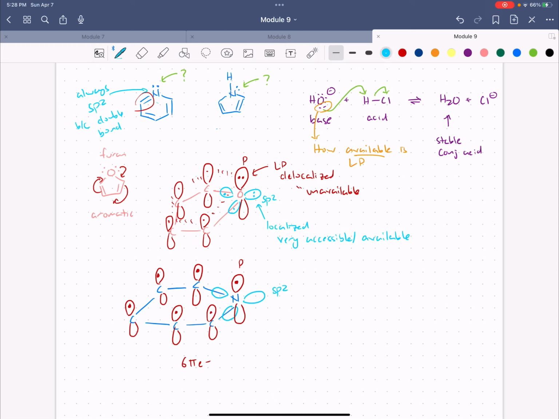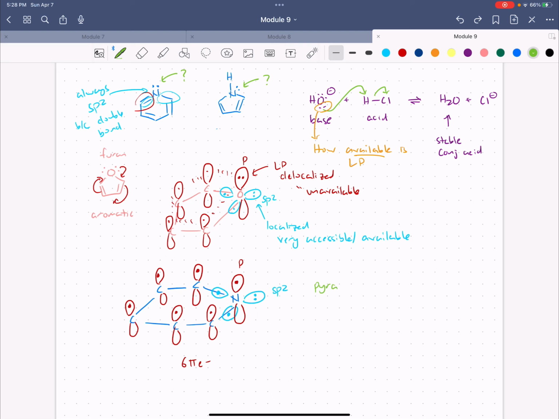Where is the lone pair? Well, we have one electron here to make the sigma bond of this double bond, and we have another electron here to make the other sigma bond on the other side. We still haven't accounted for the lone pair, and the lone pair is right there. So in this drawing, first of all, we know that pyridine is aromatic now.